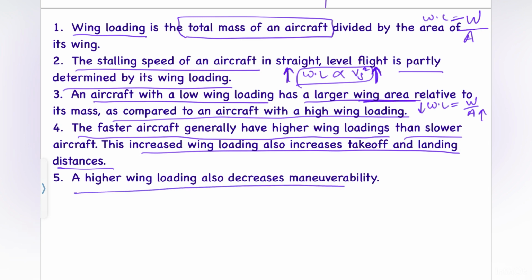A higher wing loading also decreases maneuverability because the aircraft inertia is that much, and a high wing loading aircraft is moving at a higher speed also. Because of that inertia, the maneuverability is restricted, decreased. It cannot take very tight turns. It can take turns, but at its own movement speed. A lower wing loading, on the other hand, like the trainer aircraft or the smaller glider, can easily maneuver. So here I conclude my video.